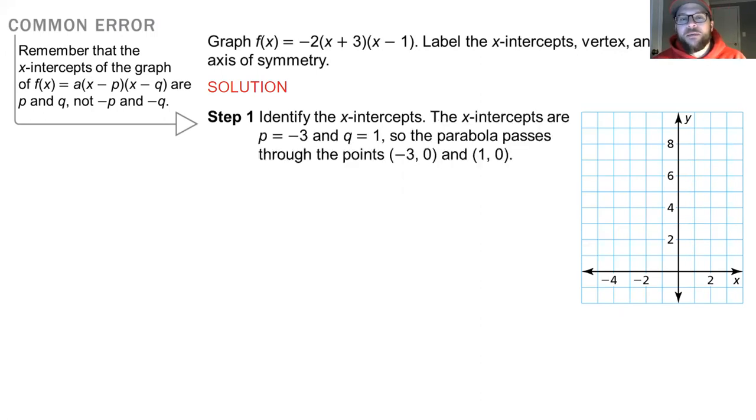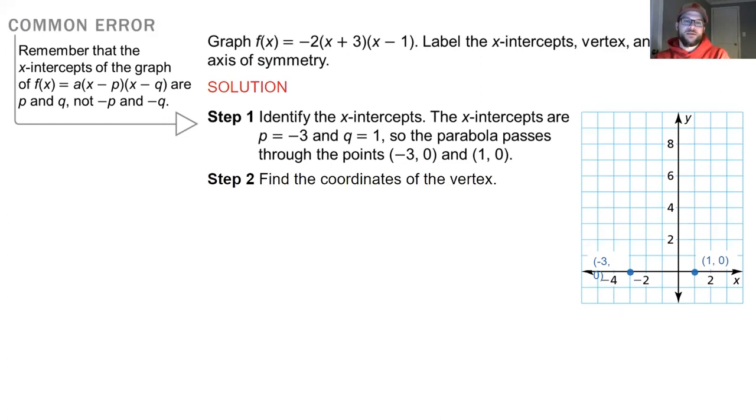So that means that since it's x plus 3, we are taking minus 3. And since it's x minus 1, we're taking positive 1. So those are the 2 points where the graph crosses the x-axis.